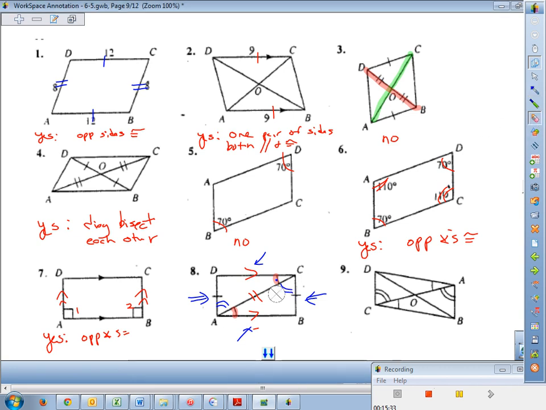Okay, how about we just erase? No dice. Can we get a smaller eraser, please? Thank you. Anything else we could do?